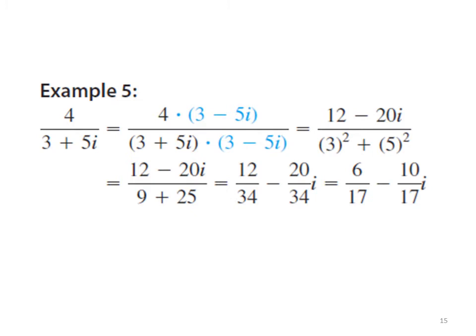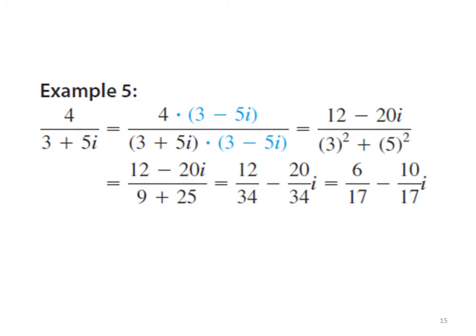Starting with the numerator, this should give us 4 times 3, which is 12. Then 4 times minus 5i is minus 20i. The denominator now, you are multiplying a number with its conjugate, so the result should be the square of the real part plus the square of the imaginary part. The result now for the multiplication is 12 minus 20i divided by 9 plus 25.